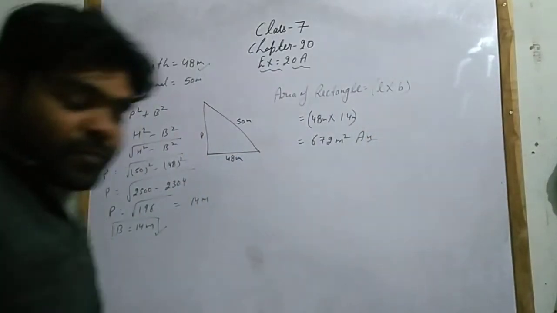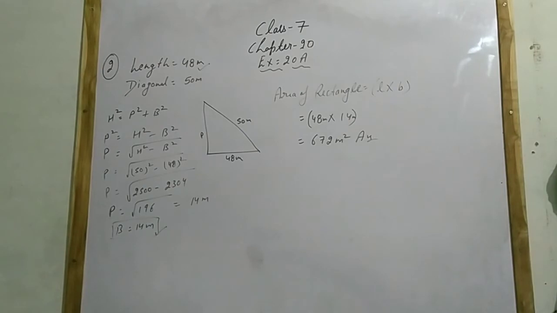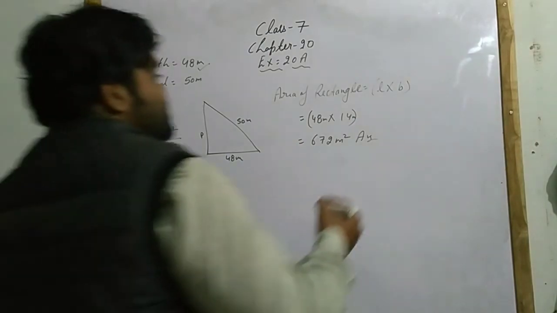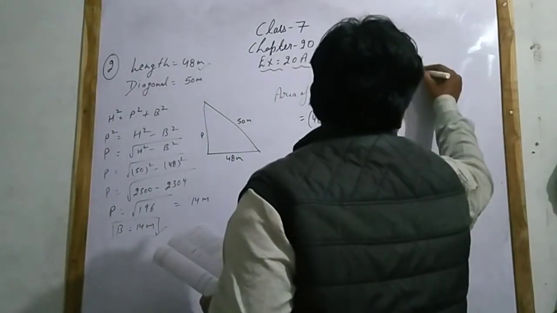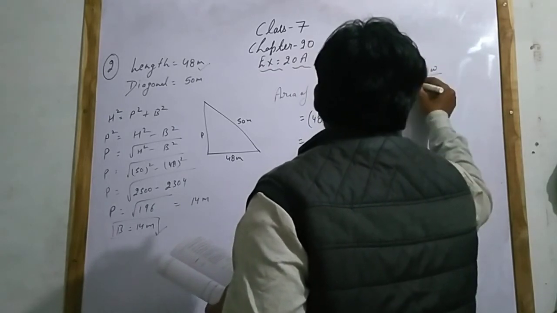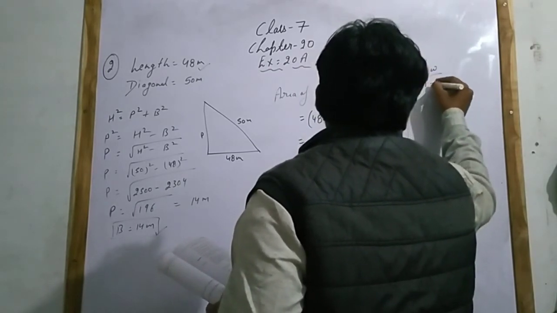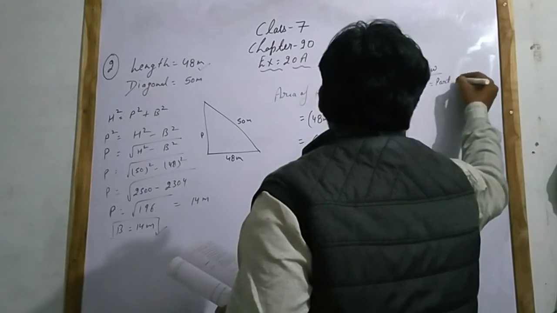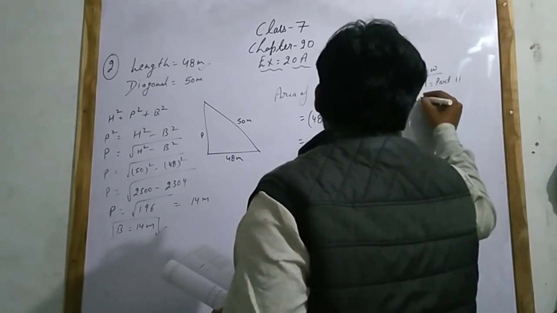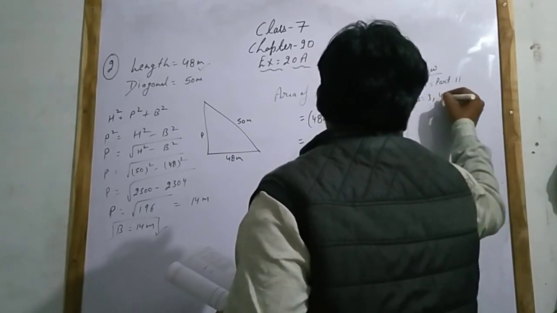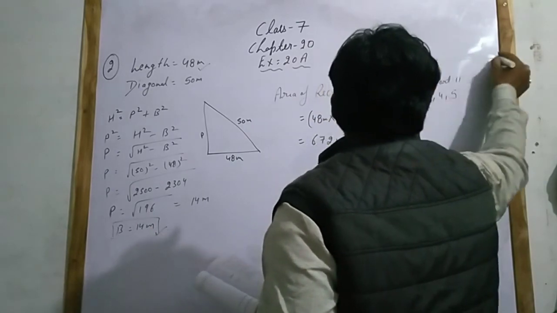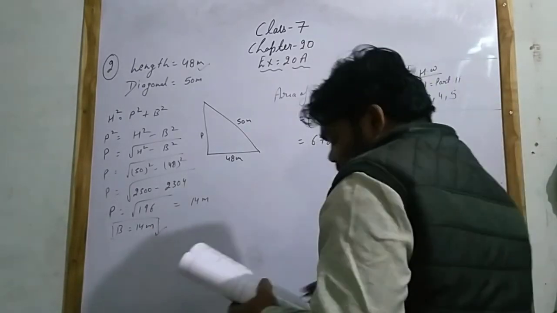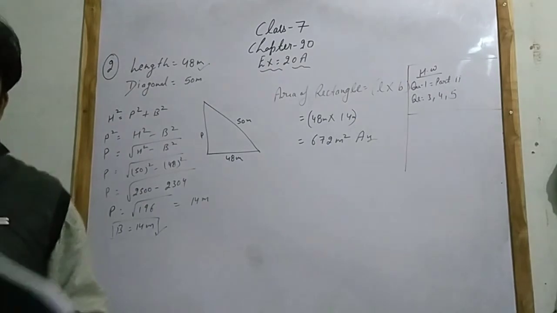Now you have to do question number 3, 4 and 5, right? I am mentioning the homework here. Homework is question number first part, second, and questions 3, 4 and 5, right? This is your homework. We will discuss this chapter in our next class.